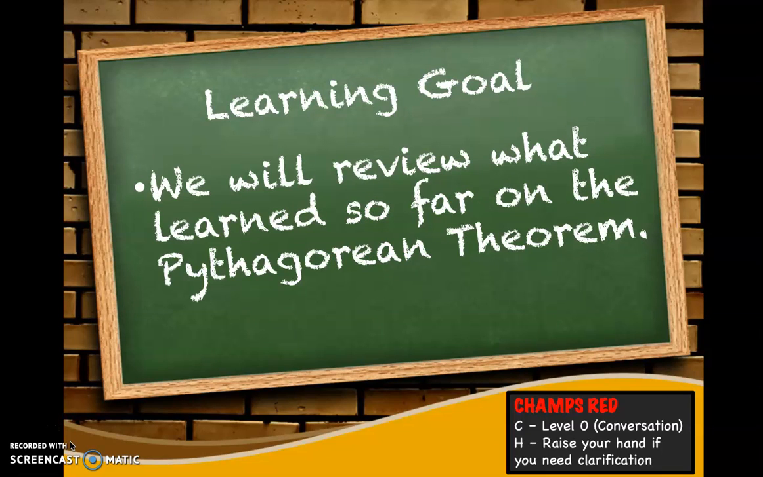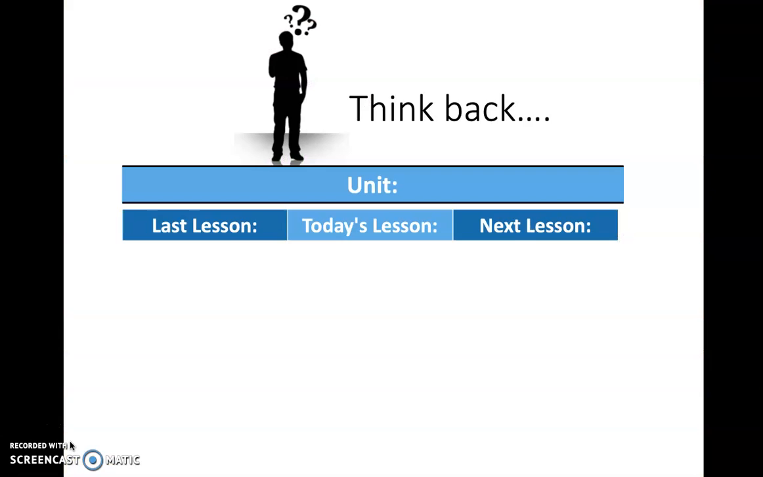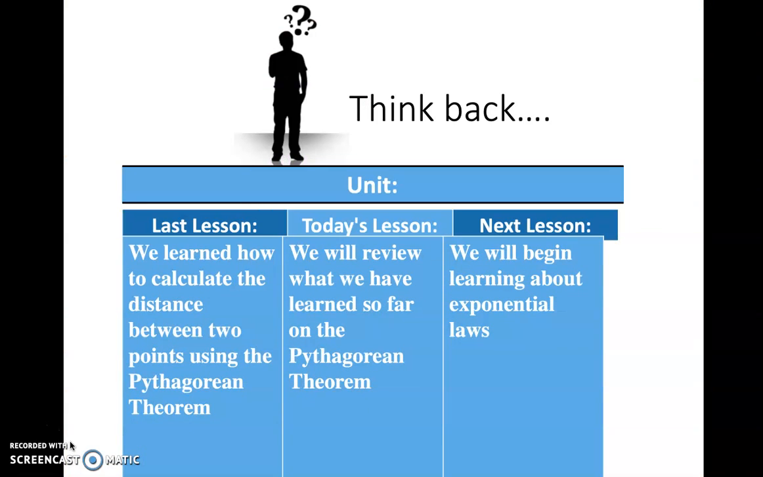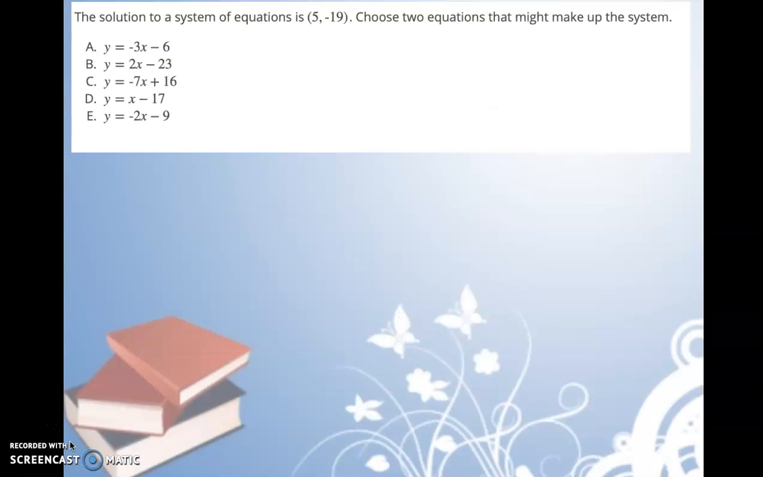Our learning goal is to review what we learned so far with the Pythagorean theorem. That will be our focus. The last lesson, we calculated the distance between 2 points using the Pythagorean theorem, using a grid. Today we're going to review what we learned so far in the Pythagorean theorem, and next we're going to be learning about exponential laws. So we're going to move away from the Pythagorean theorem. So before we did that, I wanted to make sure we paused and reviewed.